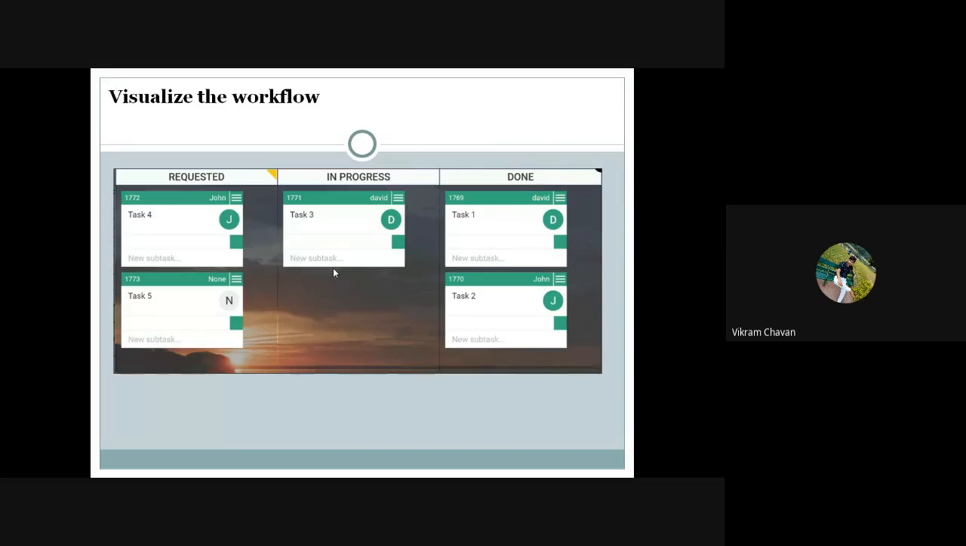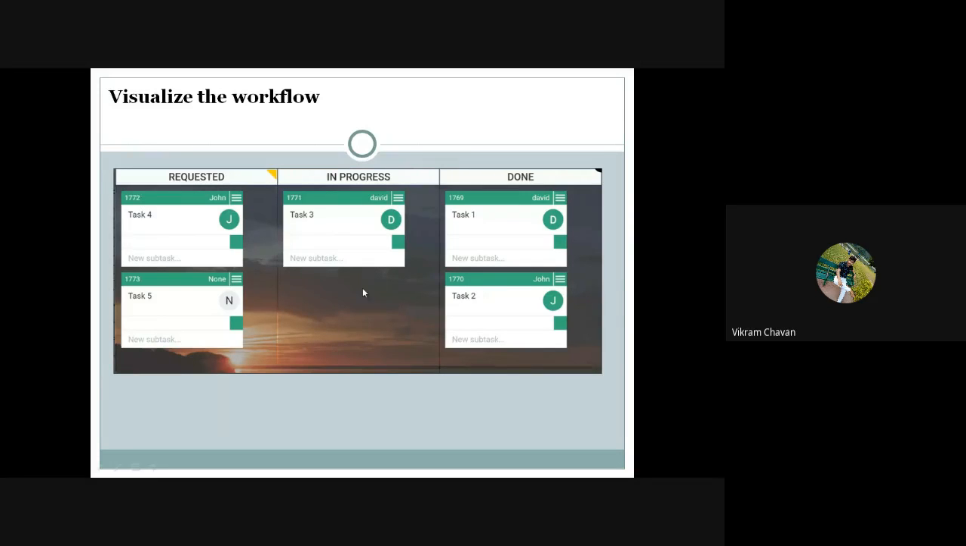Okay, so if you say that the company wants to develop one software, the software request will come from the customer side, and that comes under the request section. Once the work starts on that particular software, it will be in progress. In that also you can segregate. This is just a dashboard.